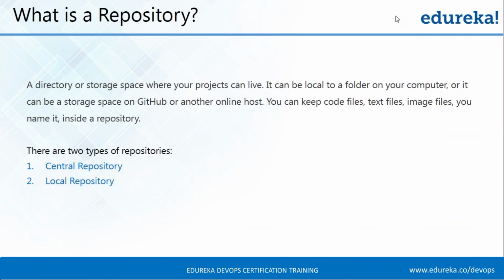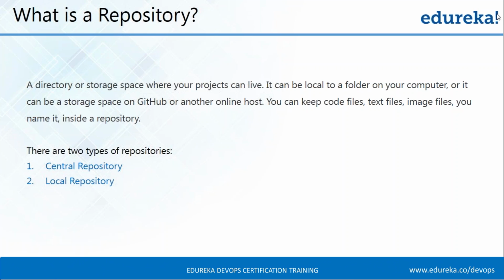So first we'll see what is a repository. As GitHub says it, it is a directory or storage space where all your projects can live. It can be local to a folder on your computer, like your local repository, or it can be a storage space on GitHub or another online host. It means your central repository. And you can keep your code files, text files, image files, you name it, inside a repository, everything that is related to your project.